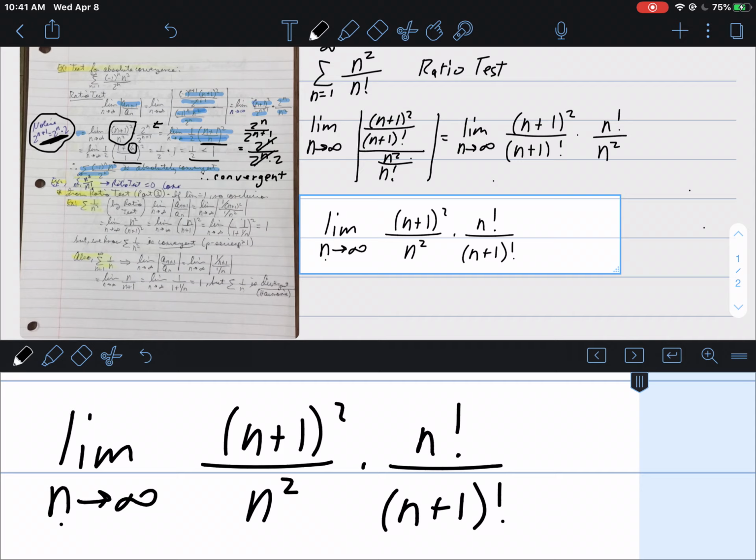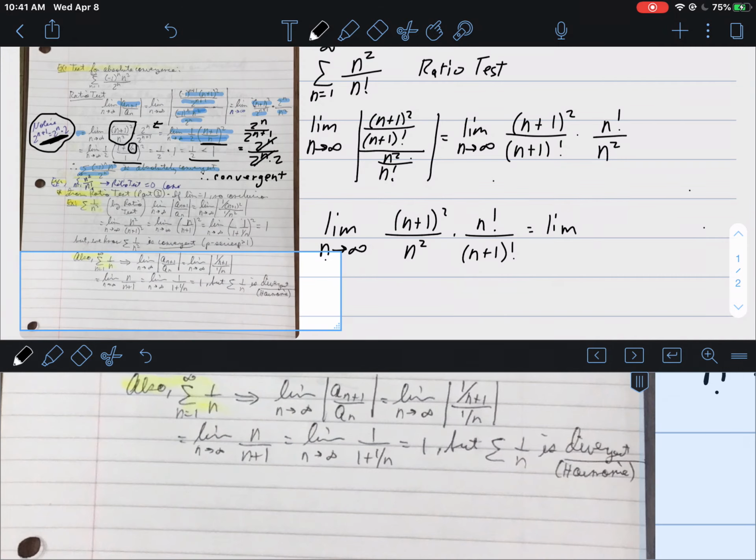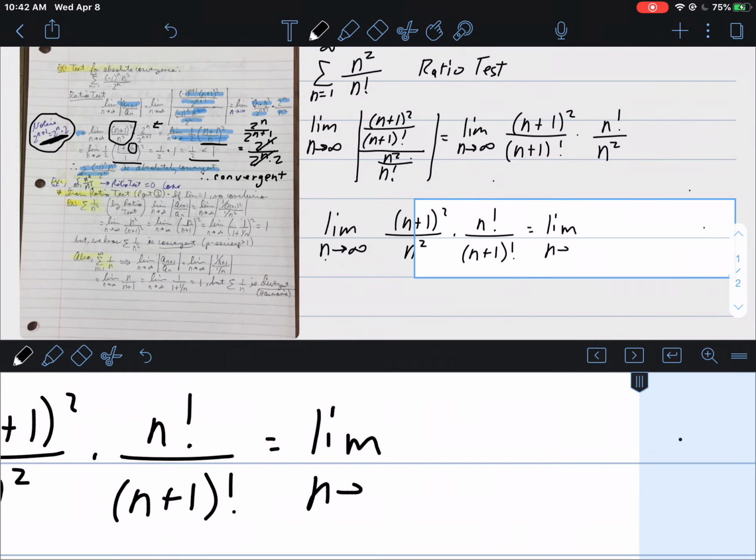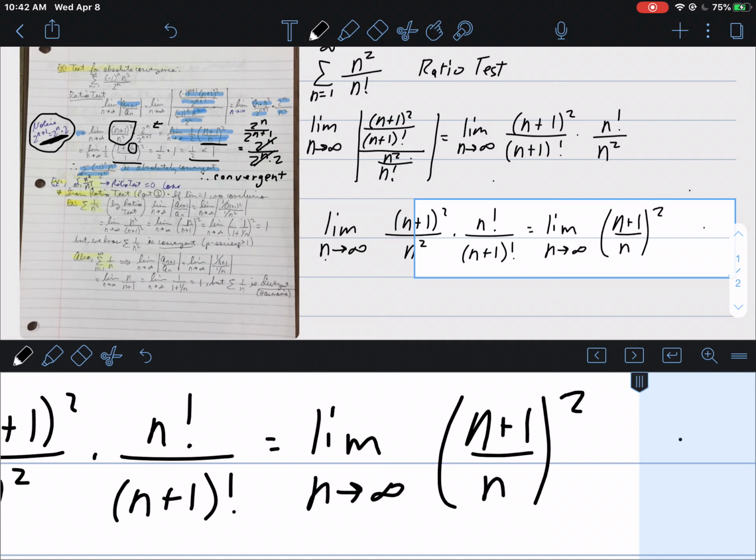Now, the n plus 1 squared over n squared, we're going to do like we did before. I can just combine those as a fraction, n plus 1 over n, all squared, using our rule of exponents. And then the n factorial over n plus 1 factorial, I'm going to rewrite the n plus 1 factorial as n plus 1 times n factorial. So here's the rewriting of the n plus 1 over n all squared, rule of exponents. And then we've got the n factorial over n plus 1 times n factorial.